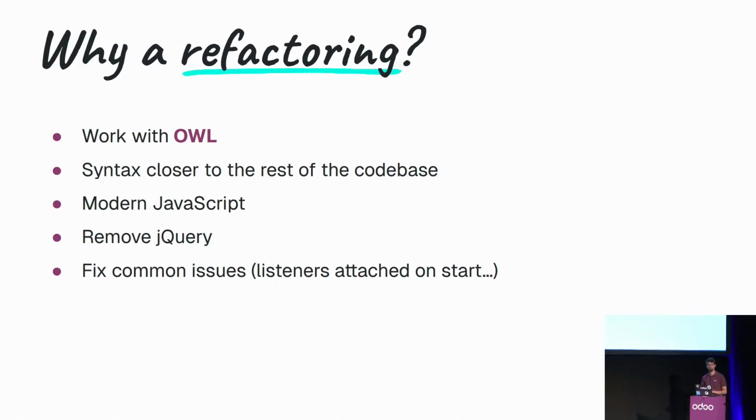Why did we go through a refactoring? As I said, it was to be more similar to the syntax with OWL, so that you don't have to remember and learn many different syntaxes across Odoo. We use modern JavaScript, so as I said, ES6 classes and so on. We try to remove jQuery entirely. It's still not entirely removed, but close. And we fix common issues, so listeners are now attached, for instance, on start of the interaction and not before that. So if you have asynchronous code that needs to run before, it will be taken into account, and that will work better.